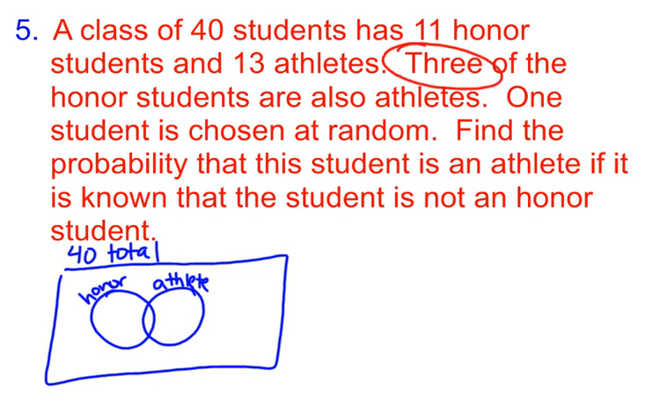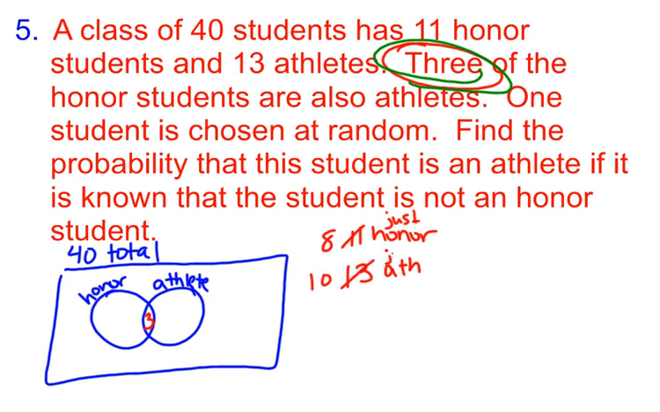Let me pick a different color here. 3 honor students are athletes. So I'm going to put the 3 right in the middle here. Those are the kids that are honor students and athletes. And then I'm told I have 11 honor students total and 13 athletes. But I don't want to count those 3 in there. So since I take out the 3 that I put in the middle, I really have 8 just honor students. And I really have 10 just athletes. And then I have 3 that are both.